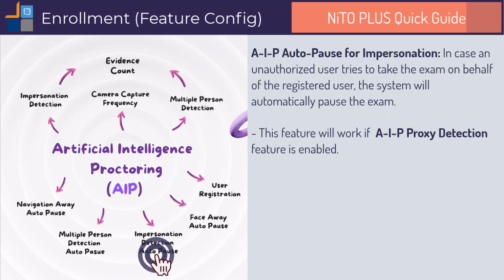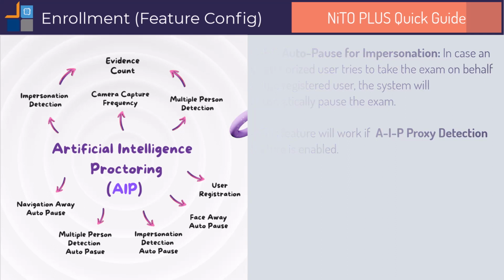AIP auto pause for impersonation. In case an unauthorized user tries to take the exam on behalf of the registered user, the system will automatically pause the exam. This feature will work if the AIP proxy detection feature is enabled.